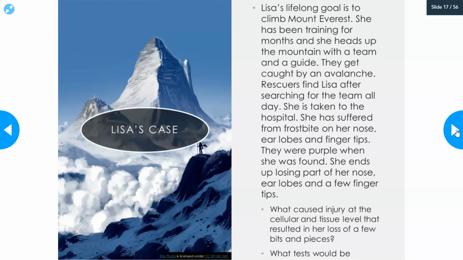Next, we're going to move on to Lisa's case. Lisa's lifelong goal was to climb Mount Everest. She has been training for months, and she heads up the mountain with a team and a guide. They get caught by an avalanche. Rescuers find Lisa after searching for the team all day. She is taken to the hospital. She has suffered from frostbite on her nose, earlobes, and fingertips. They were purple when she was found, and she ends up losing part of her nose, earlobes, and a few fingertips. So what caused the injury at the cellular and tissue level that resulted in her loss of a few bits and pieces, and what tests could be done to detect this or to assess her?